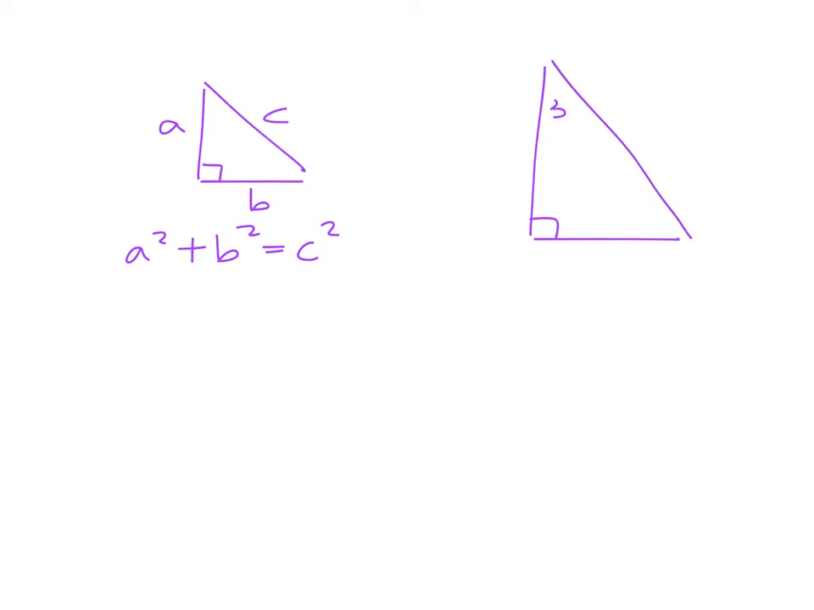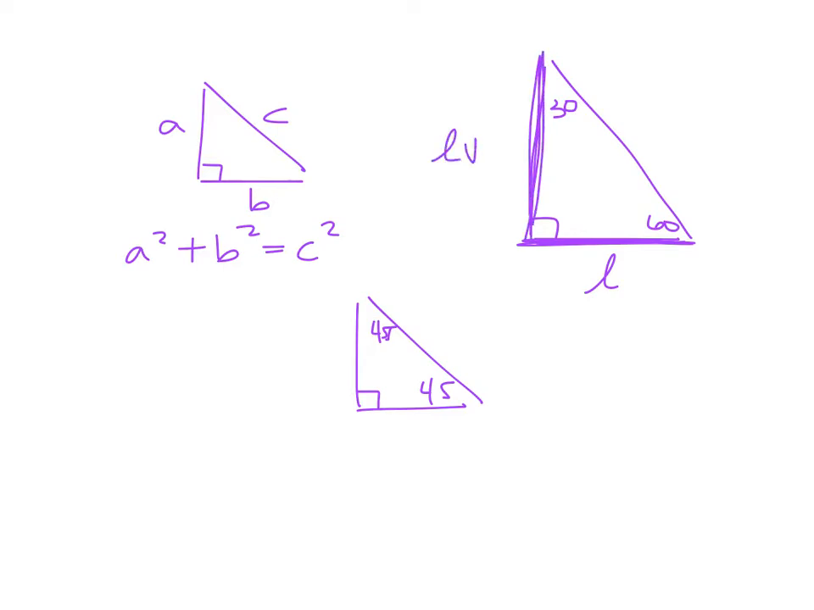In 8-2, we did all the 30, 60, 90 triangles and the 45, 45, 90 triangles. What is this bottom edge in terms of L? It's L, right? This is your L side. What is the vertical edge in terms of L?